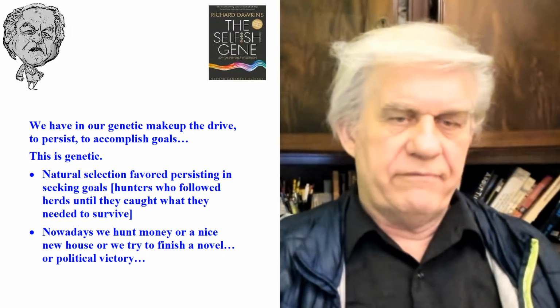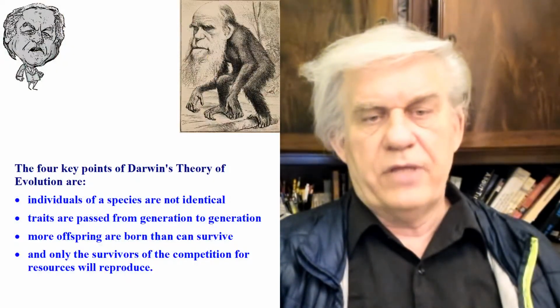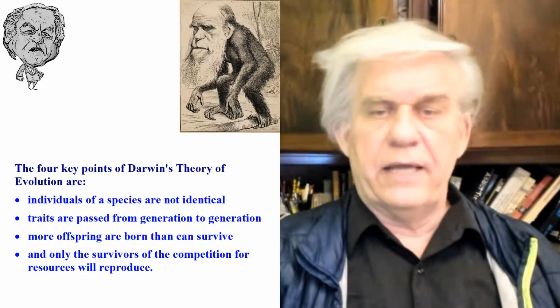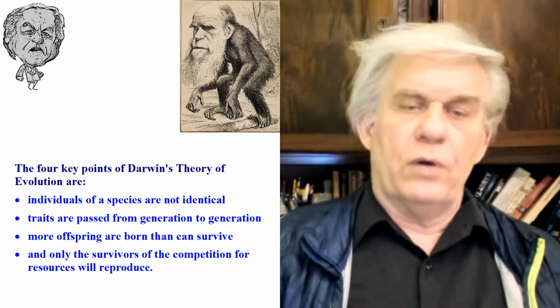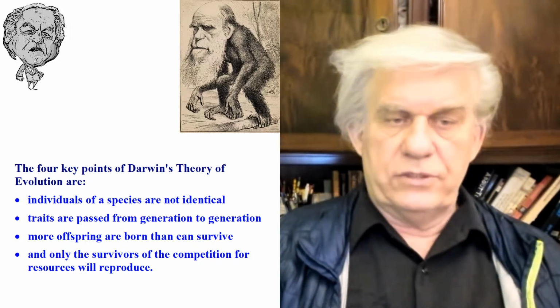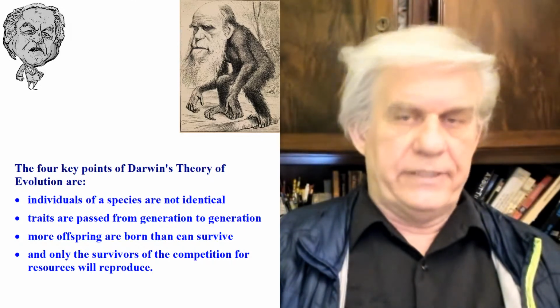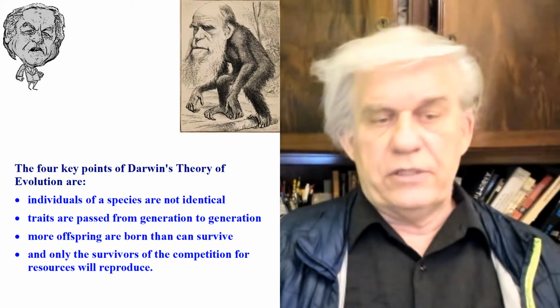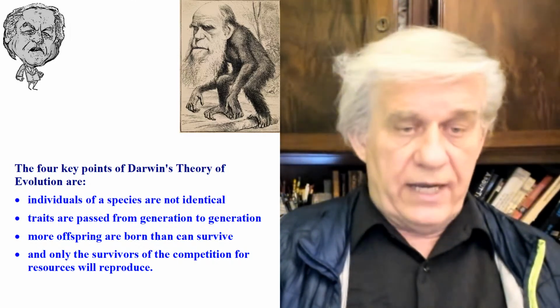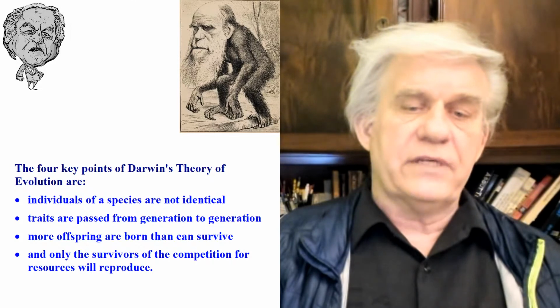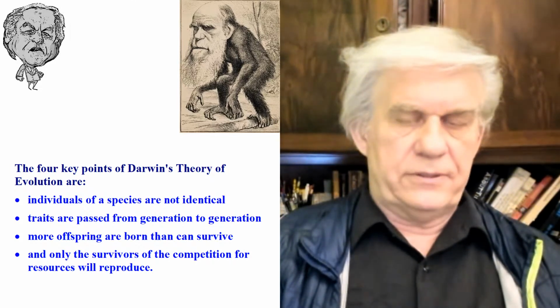So he thinks, because we have a problem here, we have a difference with what Darwin really said, and different people picked up different pieces of what Darwin said, and they use them in different contexts. We have to be a little bit careful about that. And when you look up the evolution, the natural selection thingy that Darwin came up with, you find the 4 points of Darwin's theory of evolution. And they are: individuals of a species are not identical. Traits are passed from generation to generation. More offspring are born than can survive. And finally, only the survivors of the competition for resources will reproduce.